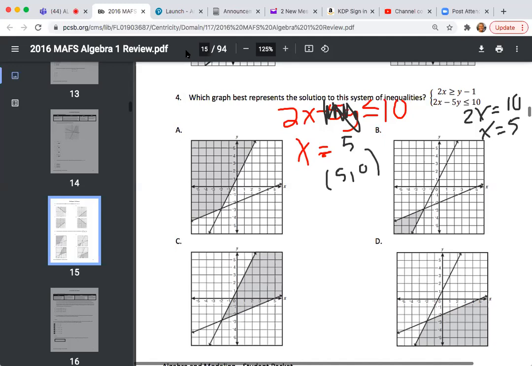If the x-intercept is (5, 0), guys, what's the y-intercept on this one? You tell me the y-intercept. Come on, guys. Let me see what you put in the chat over here.